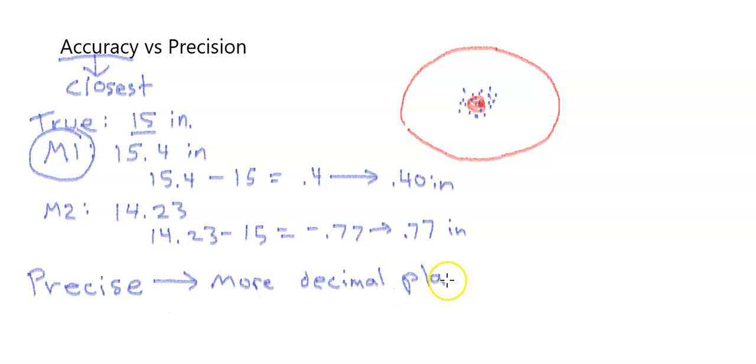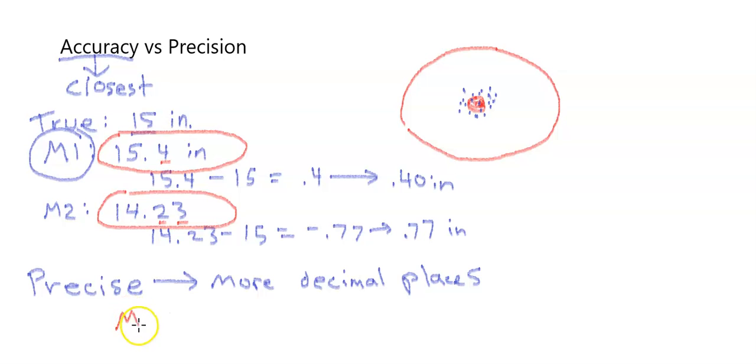We're just going to go back and look at our two measurements. Measurement 1 was 15.4 inches. So that went to 1 decimal place, or to the 10th place. Measurement 2 was 14.23. So that went to 2 decimal places, or the 100th place. Measurement 1 to the 10th place. Measurement 2 to the 100th place. So the measurement that's more precise is measurement 2 just because it went to more decimal places.